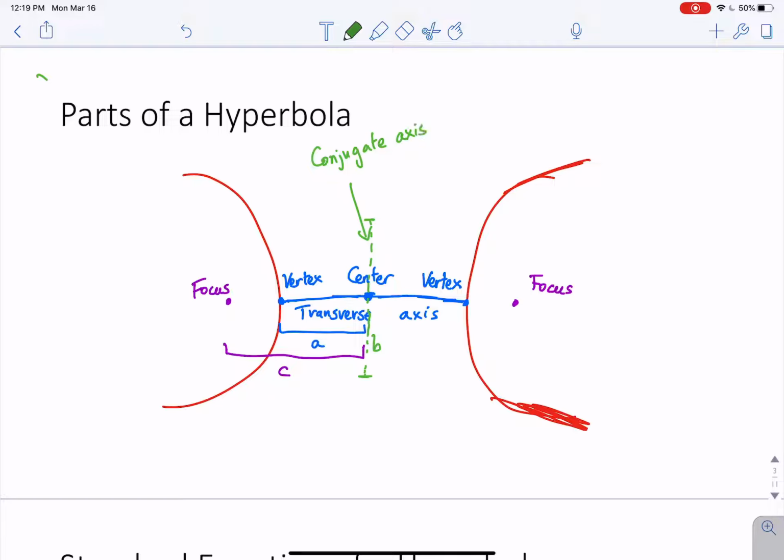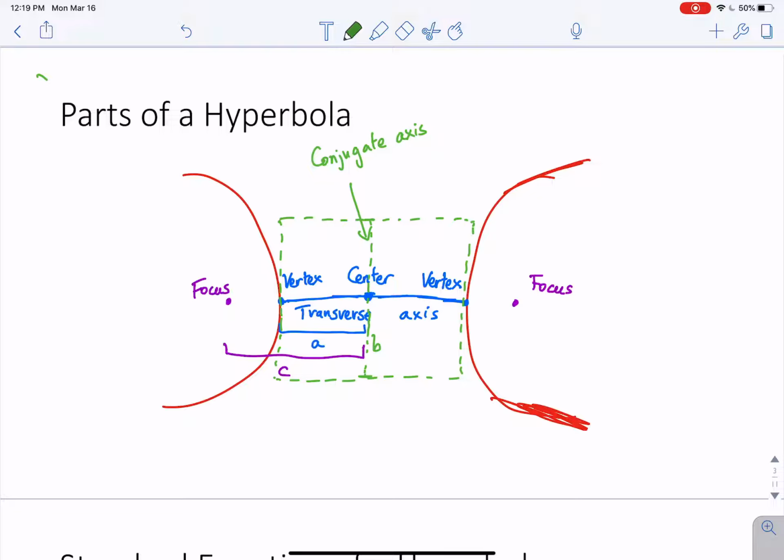So it's perpendicular to the transverse axis through the center. But what does this actually mean? Well, if we put the conjugate axis and the transverse axis together, we get side lengths of a rectangle. And so I'm going to draw in that rectangle that has those side lengths. So it has the side length of the transverse axis, so 2A, and the side length of the conjugate axis, so 2B. It gives me that rectangle.